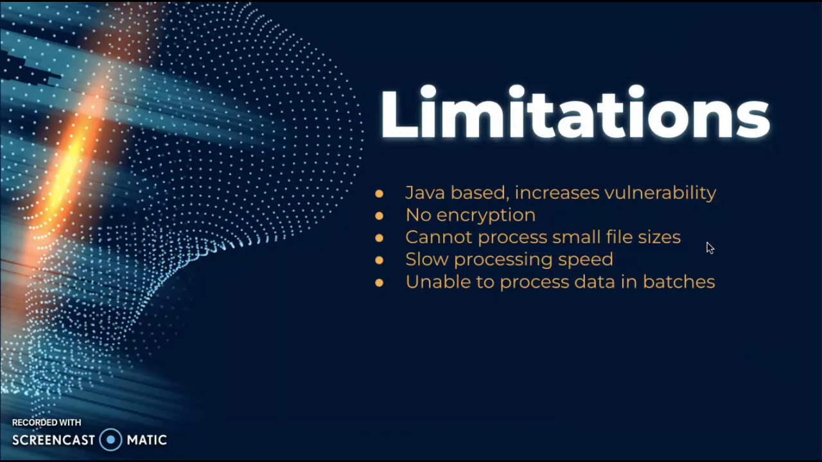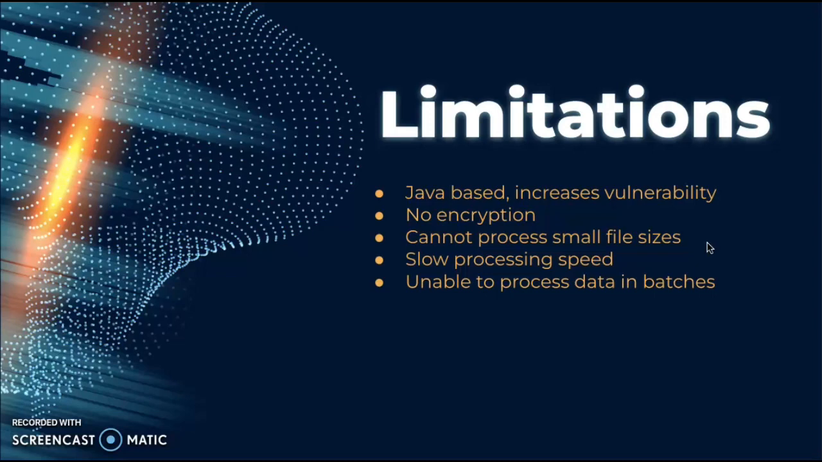So there are some limitations when it comes to Hadoop. The first one, it's vulnerable because it's Java based, and this is the most common programming language, making it easy for a cyber criminal to have access to it. So there's no encryption, but Hadoop does use Kerberos, which is an authentication that is hard to manage.